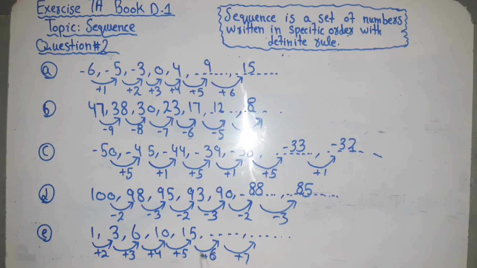Okay, so if we add 6 to 15 we'll get 21, and then if we add 7 to 21 we'll get 28. So I hope you understand this question well.